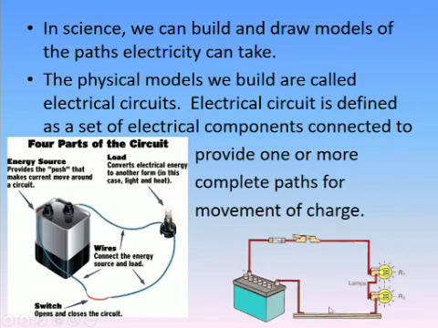So in this case we say that this circuit, which is made up of an energy source and loads, is a closed circuit. Why? Since the switch is closed and there is a flow of electric current. As you can see here, the two bulbs are functioning.